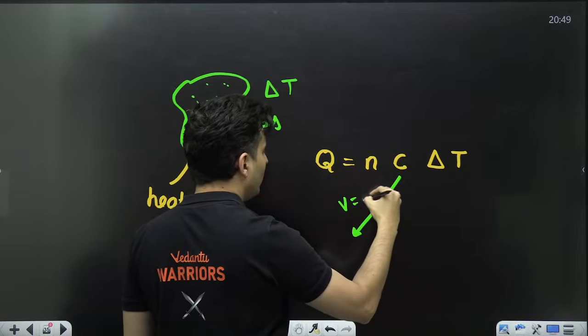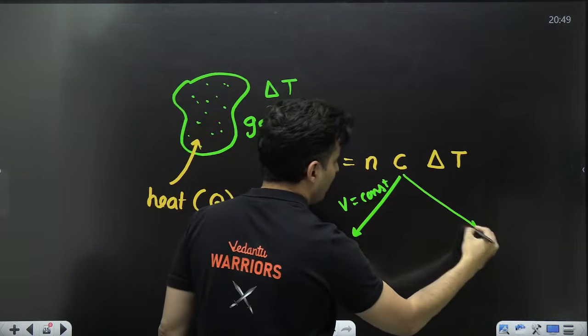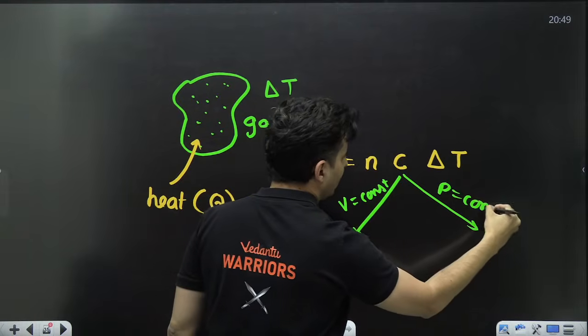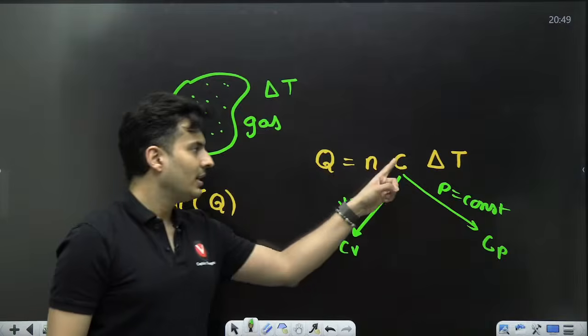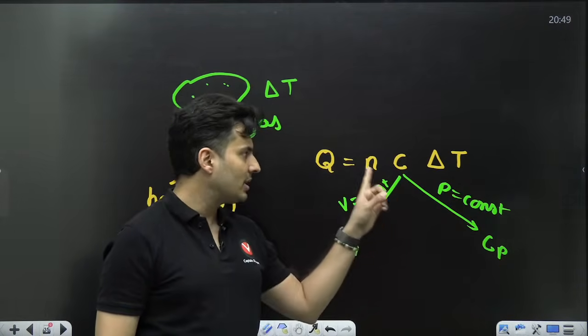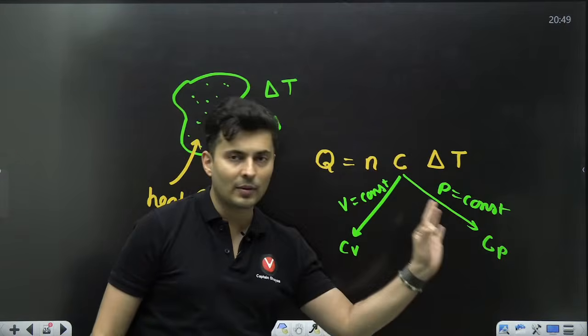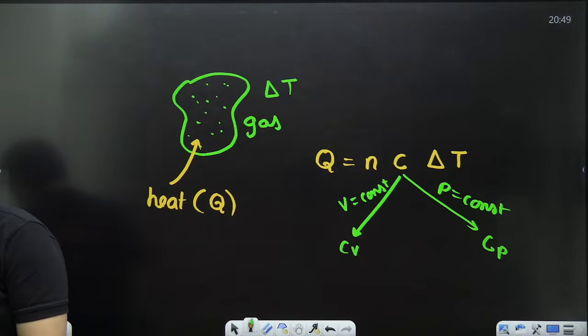If volume is kept constant, then this is Cv. If pressure is kept constant, then you get Cp. If volume is kept constant, this is molar specific heat capacity at constant volume. If pressure is kept constant, this is molar specific heat capacity at constant pressure. Is that clear? Yep, very good.